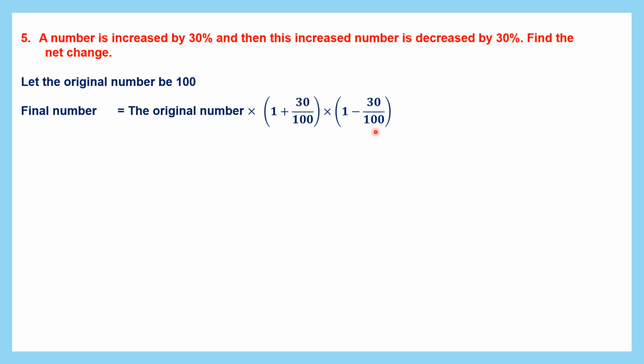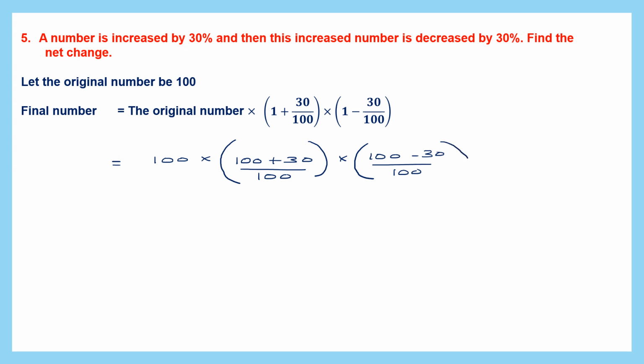Now all we have to do is simplify this. So let's do that. So the original number here is 100 into, now here 1 plus 30 by 100. Let's work on that. So here the LCM will be 100 and 1 into 100. 1 into 100 is 100 plus 30. Similarly here the LCM will be 100. Here it will be 100 minus 30. Now, how did I get 100?